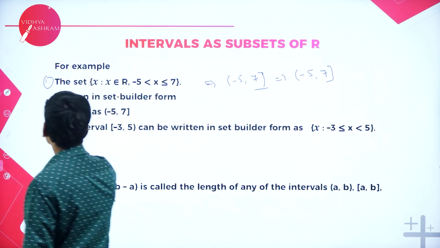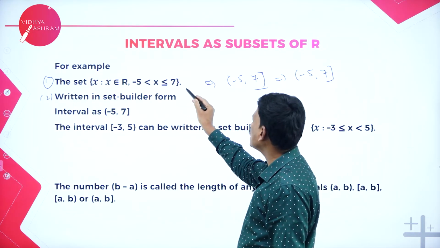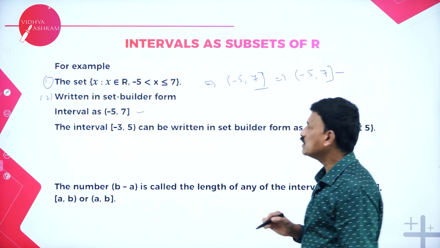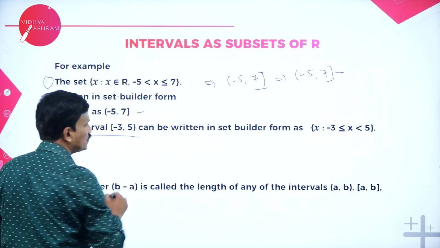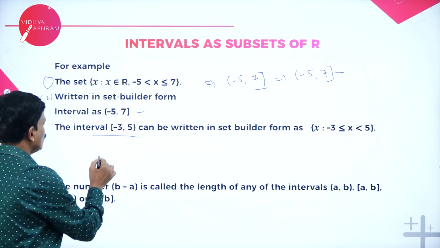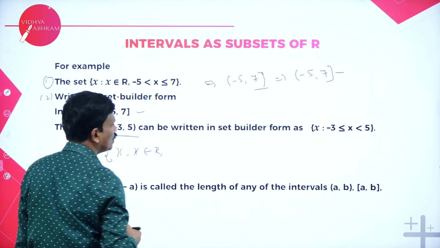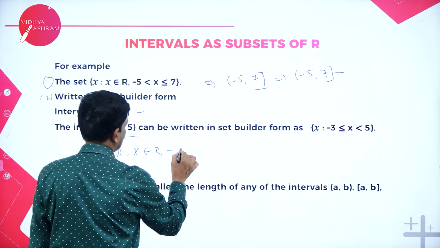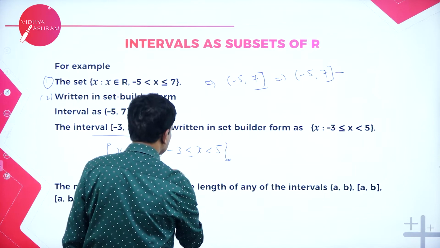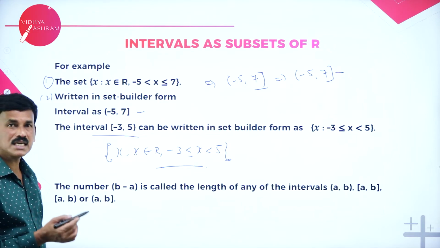Now the second one: write this interval in the set builder form. x belongs to R, minus 5 less than x less than 7, can be written in interval form as (-5, 7). Now let us consider one more interval. The interval [-3, 5) can be written in the set builder form as x such that x belongs to real numbers and minus 3 is less than or equal to x less than 5. This is the set builder form for the interval.